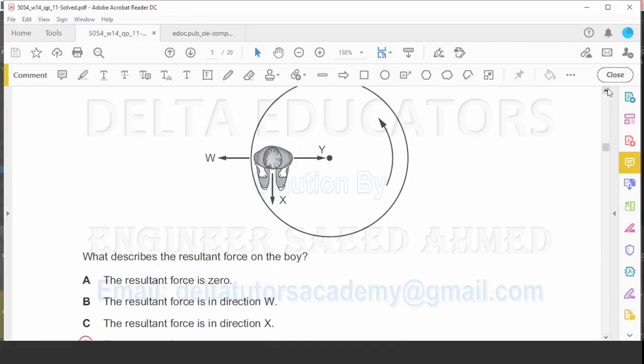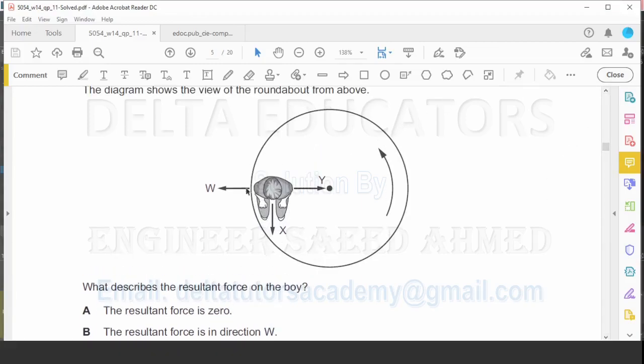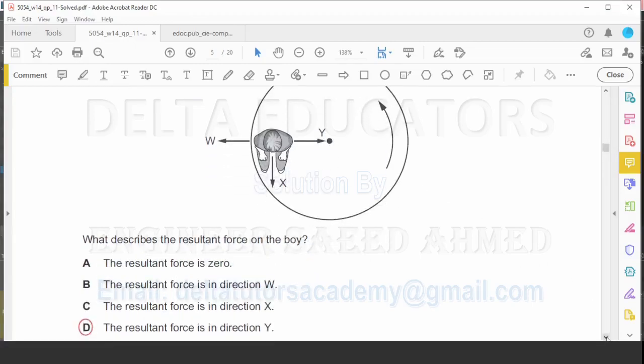Okay, here the boy is moving in a circle. When an object is moving in a circle, there is a resultant force on the object that is directed toward the center of the circle. So here we have a force that is directed toward the center of the circle. Now we will check our options.